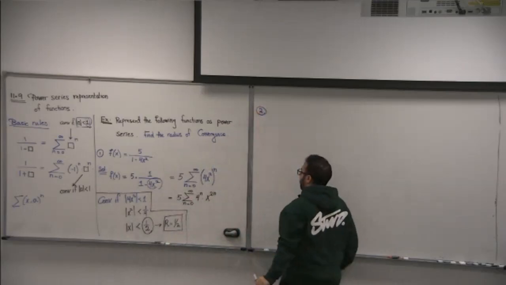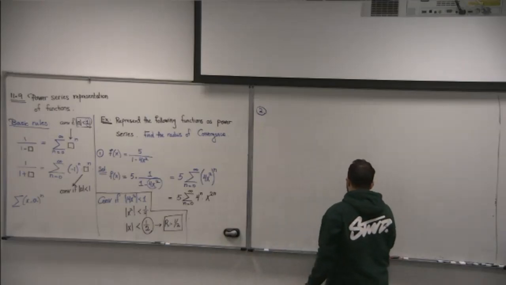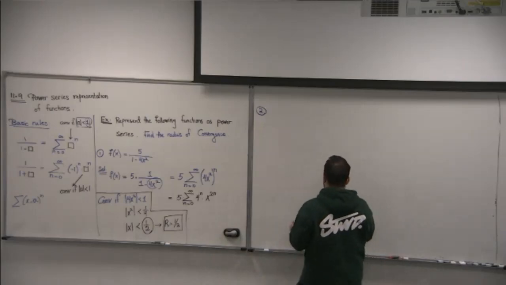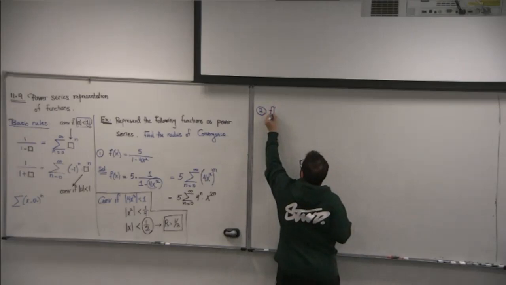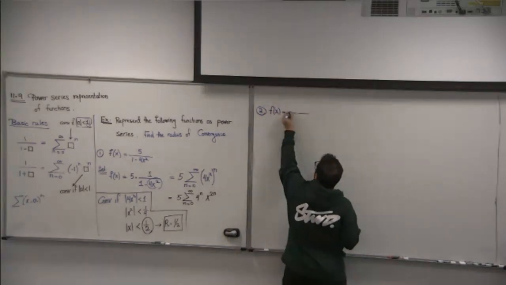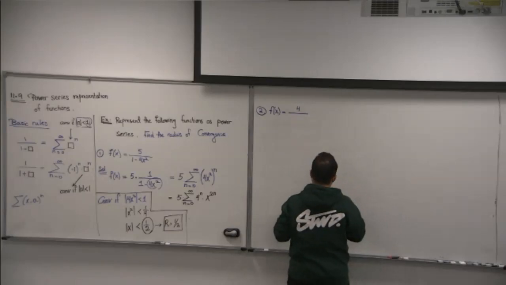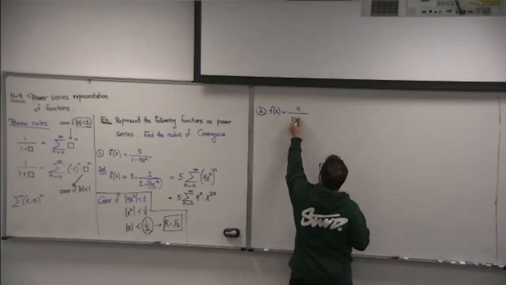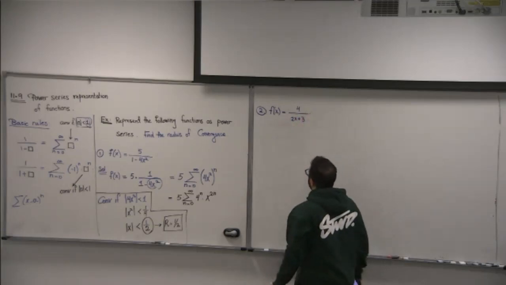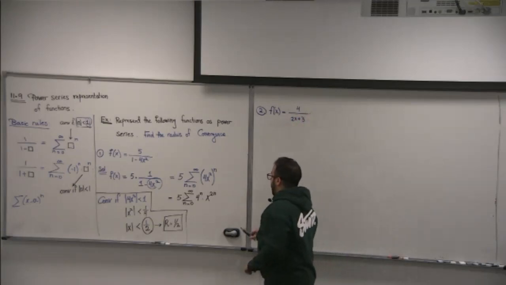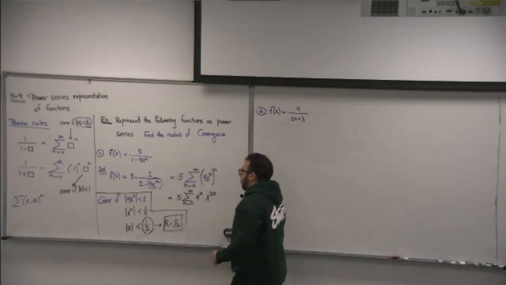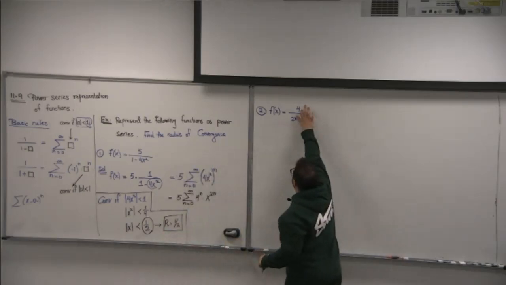Okay, but let's do another example. F of x equal the same thing. Represent as a power series. Give me the radius of convergence. So 4 divided by 2x plus 3. Here, first deal with it one by one. I have to have a 1 here.